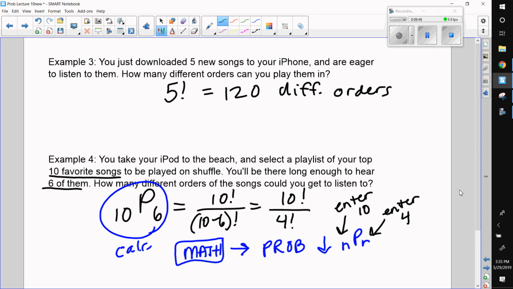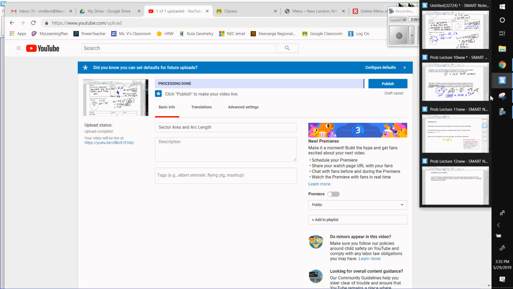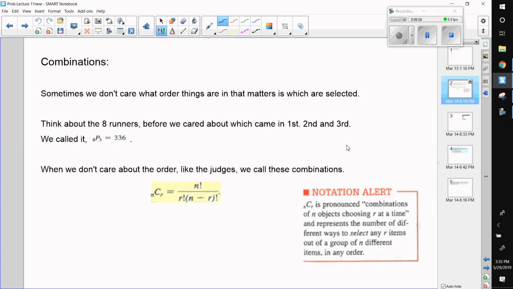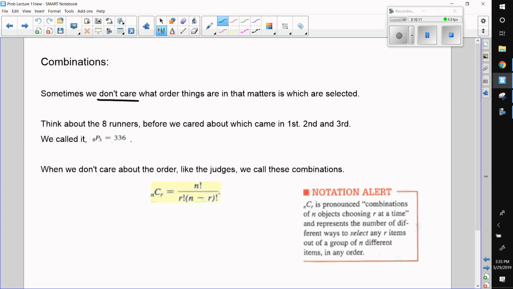Okay. The other thing that we need to look at is there's not only permutations, there's combinations. So in combinations, sometimes we don't care about the order that they're in. So when we don't care, we call it a combination. So, don't care about the order.